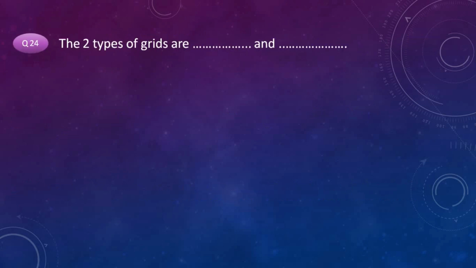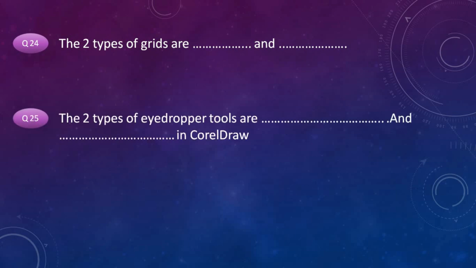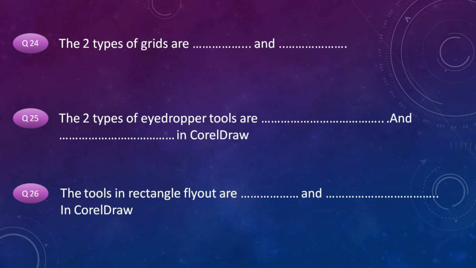The two types of grids are dash and dash. The two types of eyedropper tools are dash and dash in CorelDRAW. The tools in the rectangle flyout are dash and dash in CorelDRAW.